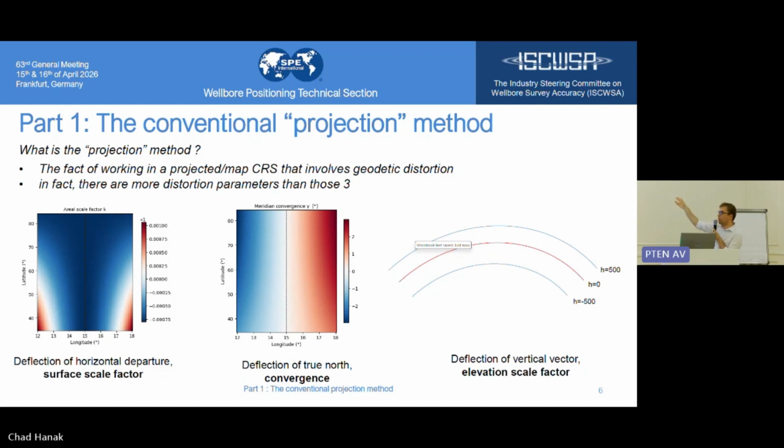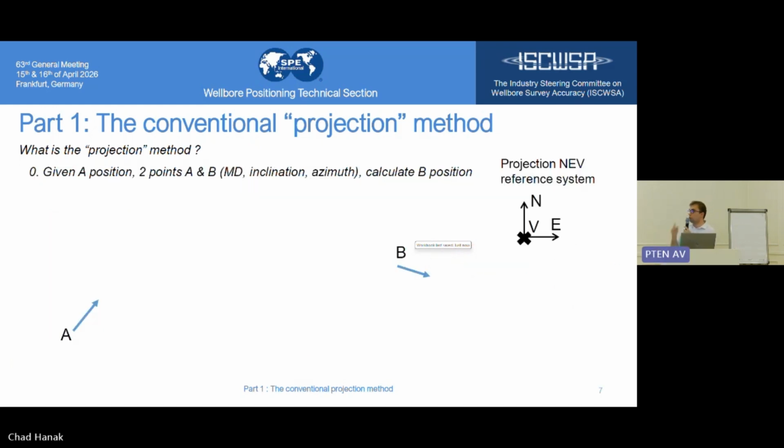So when it's above the ellipsoid, the elevation scale factor is below 1, sorry. And when it's below the ellipsoid, the elevation scale factor is more than 1. All right. So how do we reconstruct a trajectory based on certain inputs?